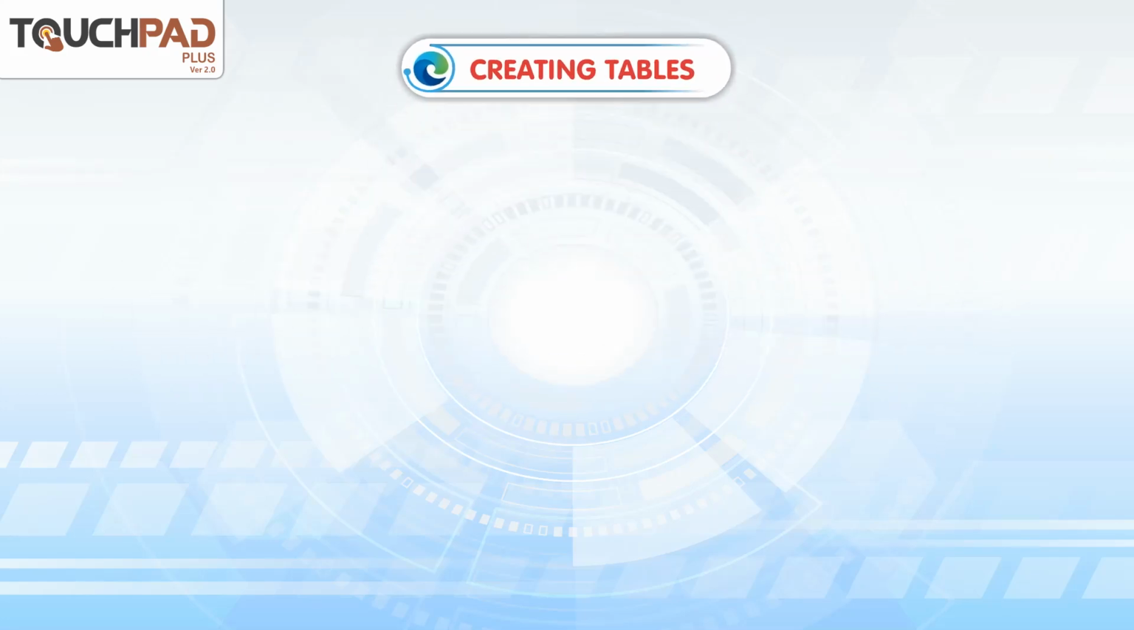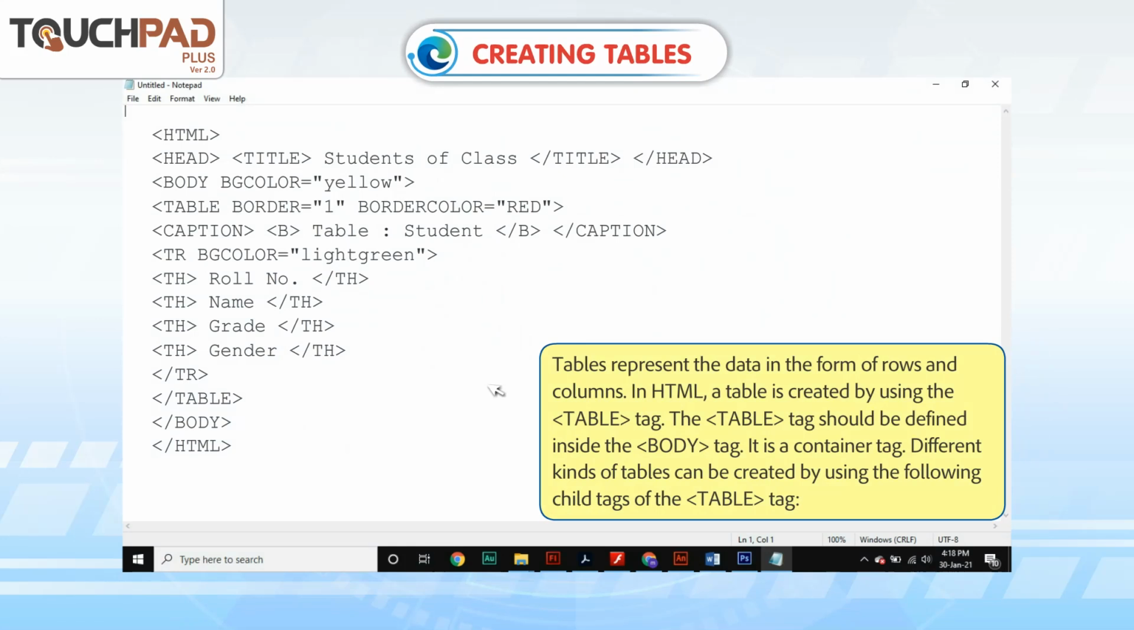Creating tables. Tables represent the data in the form of rows and columns. In HTML, a table is created by using the table tag. The table tag should be defined inside the body tag. It is a container tag. Different kinds of tables can be created by using the following child tags of the table tag.